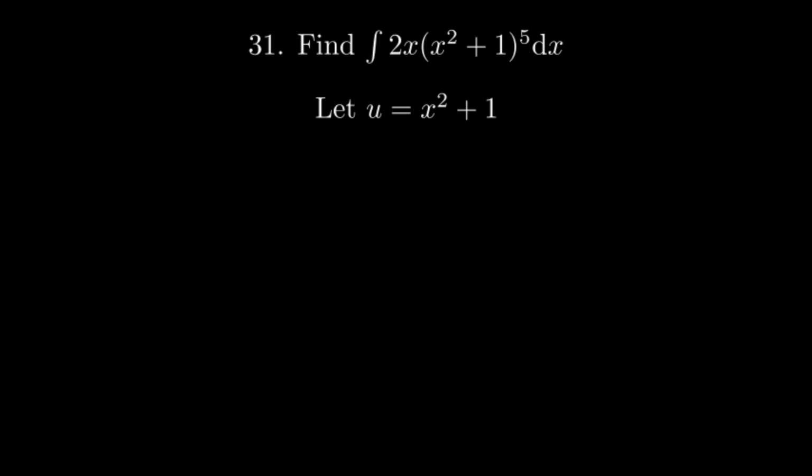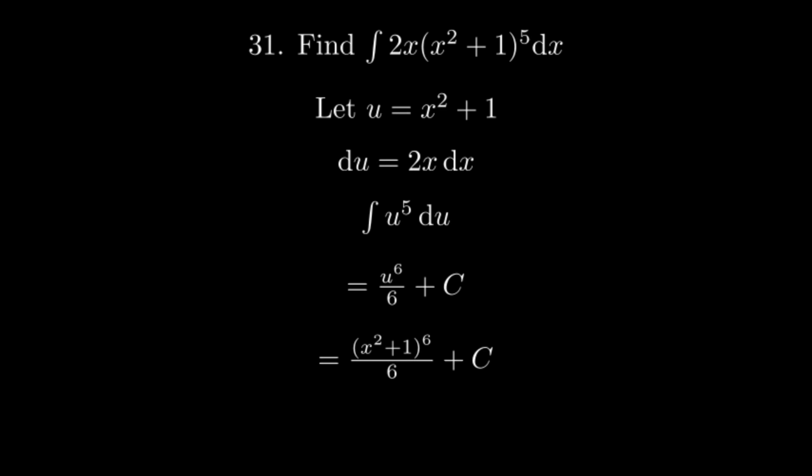Let's look at question 31. We need to find the integral of 2x times x squared plus 1 to the power of 5 dx. This is another problem that can be solved using u substitution. Let u equals x squared plus 1. Then du equals 2x dx. Now we integrate with respect to u. Finally, substitute back x squared plus 1 for u. So the result is x squared plus 1 to the power of 6, all divided by 6 plus c.